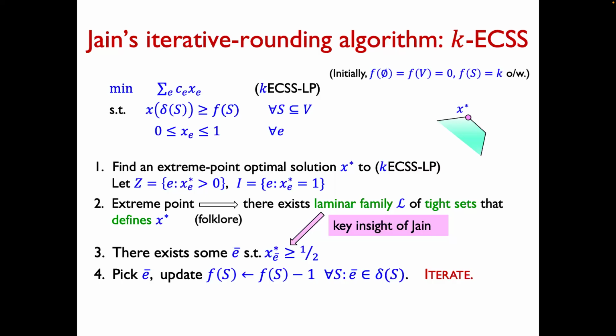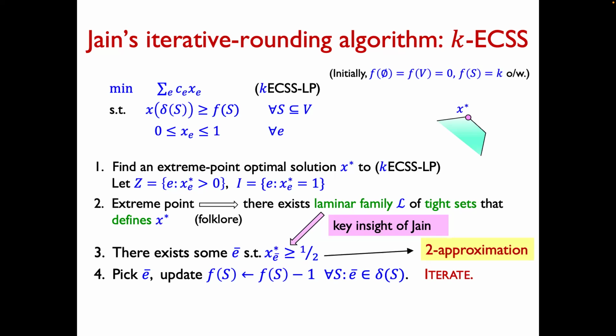It's easy to see that this is going to give you a 2-approximation, because the only time where we did something suboptimal was when we took something that was at least a half and picked that edge fully. So we lose a factor of 2. That's why you get a 2-approximation.